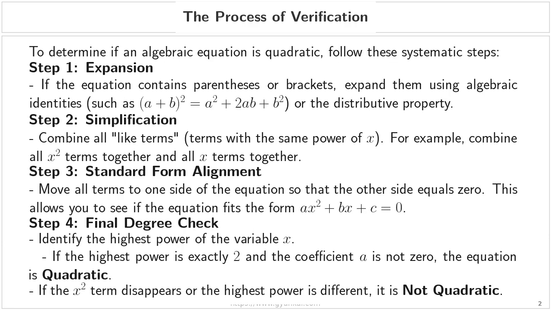Finally, we reach step 4, the final degree check. This is the moment of truth where you identify the highest power of the variable x. If, after all your hard work simplifying, the highest power is exactly 2 and the coefficient a is not 0, then you can confidently conclude the equation is quadratic. However, if the x squared term has disappeared, or if the highest power is something else entirely, then it is not quadratic. Keep this process in mind, because in the next slide, I'll show you some common traps where students often skip these steps and reach the wrong conclusion.